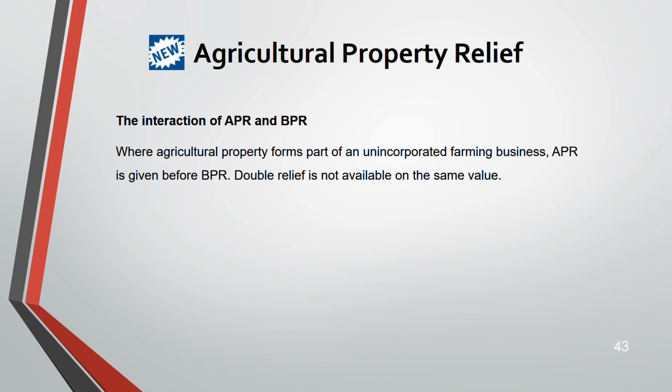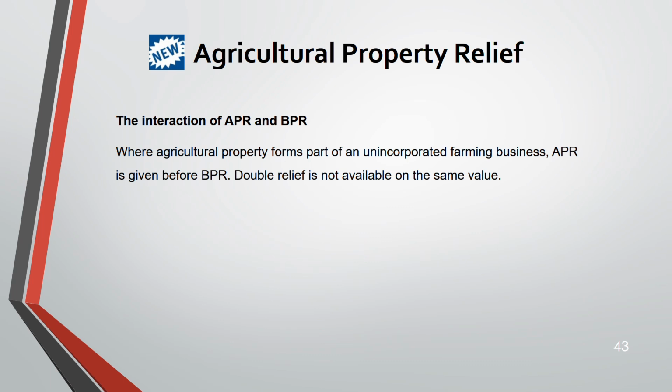Now, where agricultural property forms part of an unincorporated farming business, you will get BPR, but the agricultural property will get APR also. So you are given both APR and BPR. Where you are given both APR and BPR, what happens? APR is given before BPR. So A before B. If you forget in your exam, always remember A comes before B. So APR before BPR. Double relief is not available on the same value.